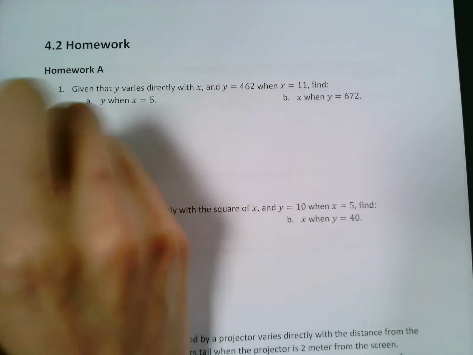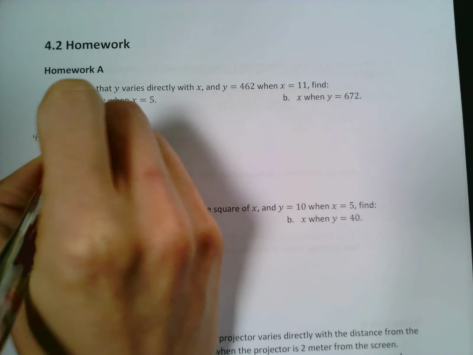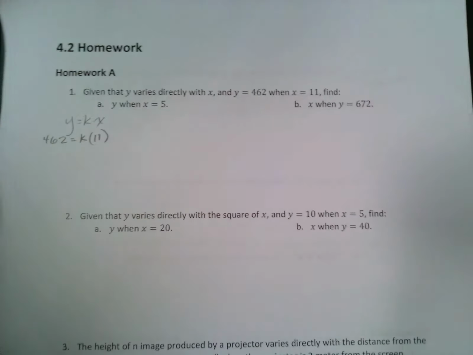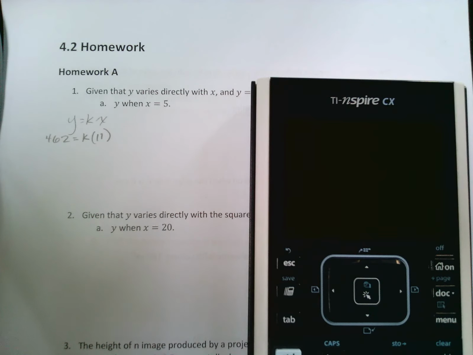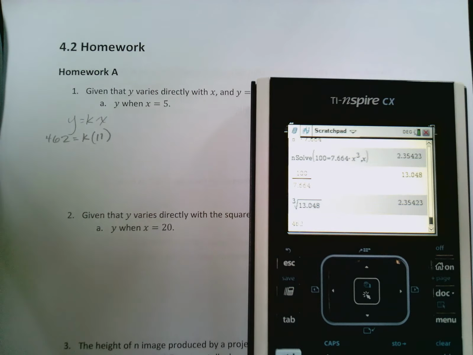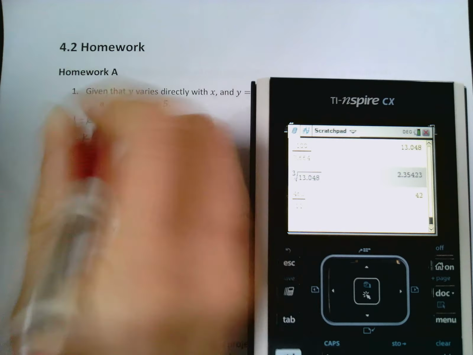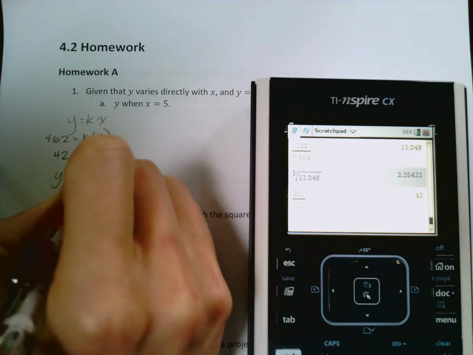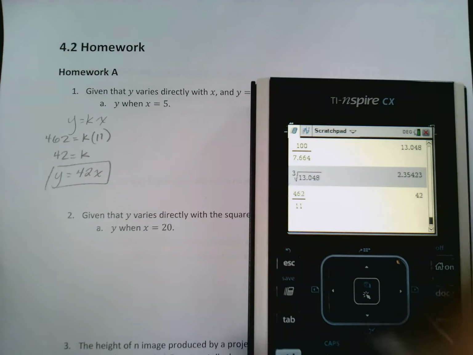So I'm going to plug in 462 for y equals k times x, which is 11. I need to solve for k. Grab my calculator. 462 divided by 11. So I get that k equals 42. So that my final equation is going to be y equals 42 times x. Y equals 42 times x.